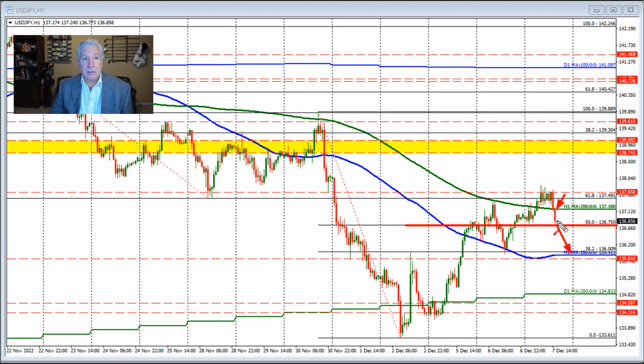So this is going to be our key barometer on the top side. This is going to be our key support. In the short term right here, if we get below it, we're going to be ping-ponging between the 100 and 200-hour moving average in the dollar versus yen.